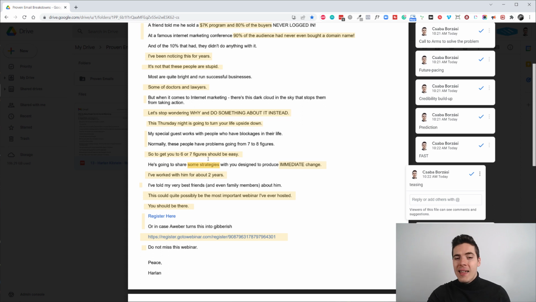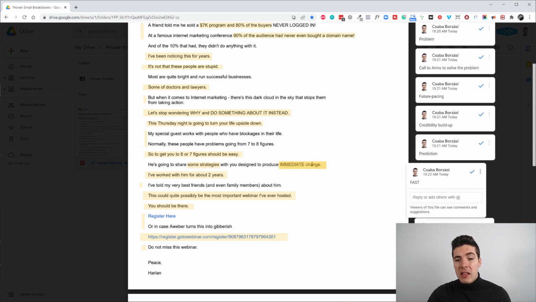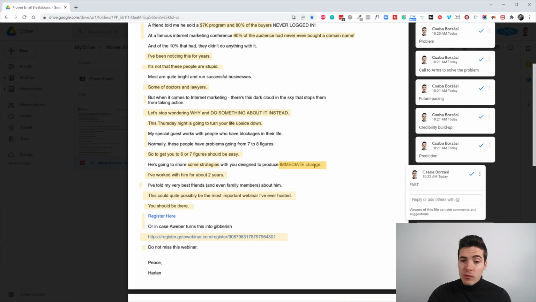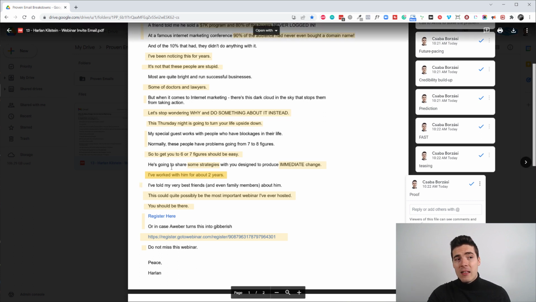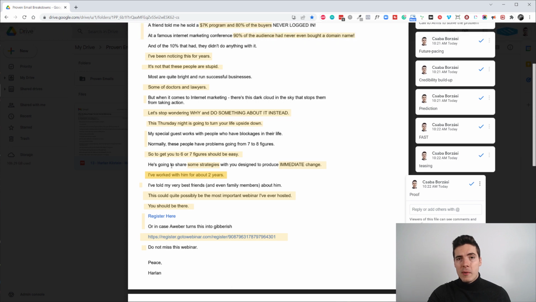One of the reasons why is because it takes a lot of skill and experience and knowledge and effort to really come up with a message that just clicks right there. Immediate change, people want fast results, and we're teasing that this is going to give them fast results. And then we have proof elements. Like, again, this is kind of a promise, and we learned that you have to back up promises with proof elements. The first proof element is that I, as Harlan, worked with him for 2 years.